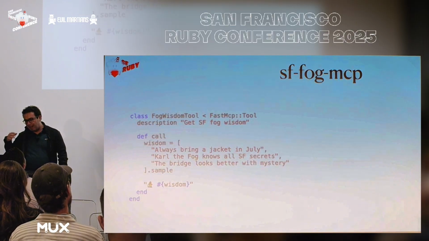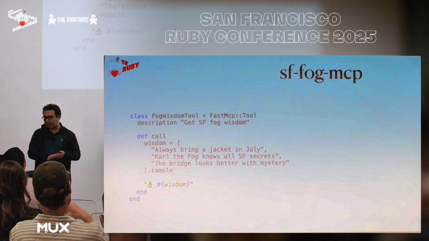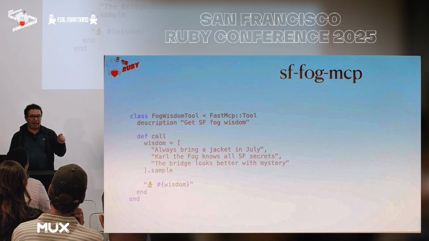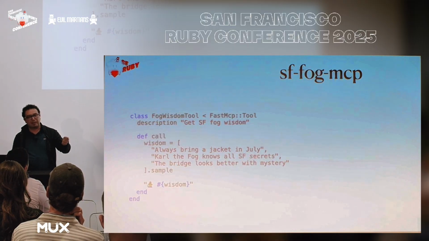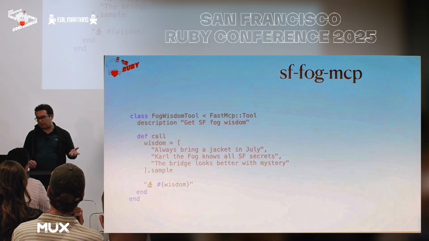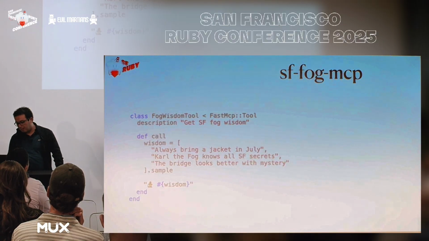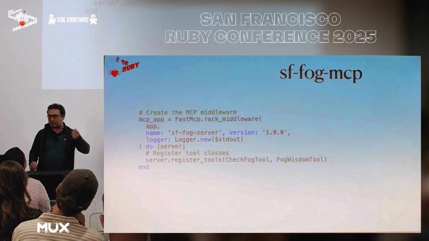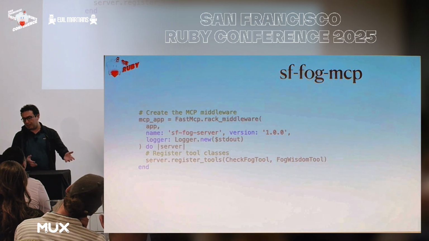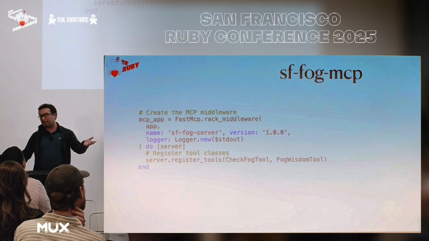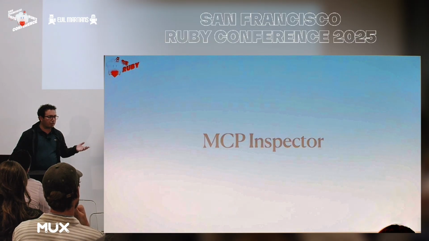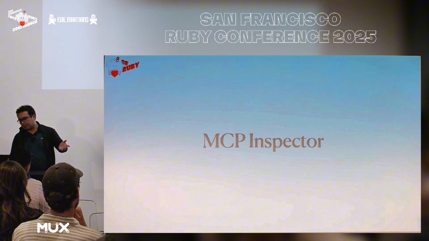And then the next tool that we're going to create is a wisdom tool. So basically, you can ask the MCP server to tell you a tip about the fog in San Francisco. And the next step is we have to register these tools in the MCP server, and we mounted the MCP server on a Rack middleware so we are able to talk to it through the internet. And now I'm going to show you how the Node inspector works.